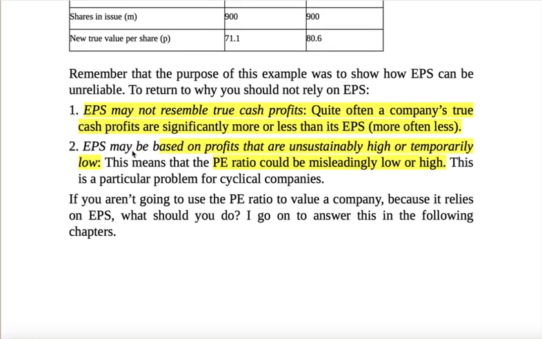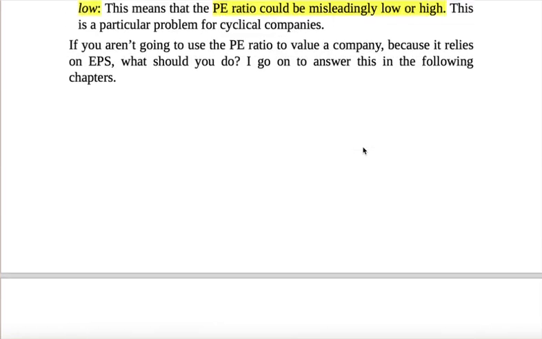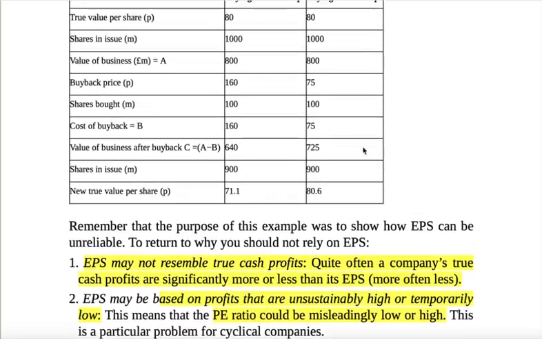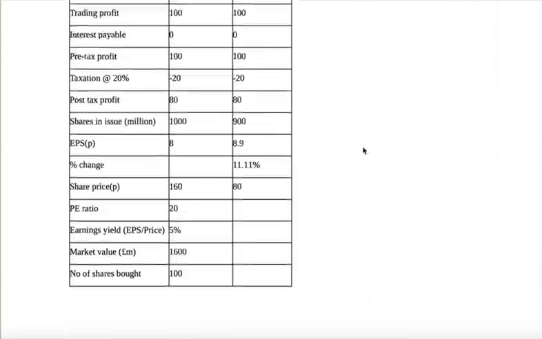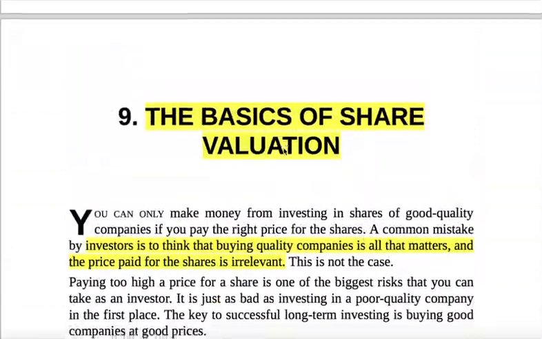Then he says EPS may be based on profits that are unstably high or temporarily low, because some other expenses could be there and EPS could be low for 1 or 2 quarters, then it could revert again, and your assumptions of PE can be distorted. See, no science is perfect in the stock market. Your DCF also has a lot of assumptions. Your valuations on PE ratios have a lot of assumptions. So don't be very reluctant on a magic formula. There is no magic formula to value a business. This is what the author says in chapter number 9, the basics of share valuation.